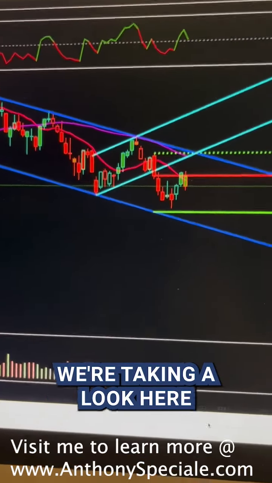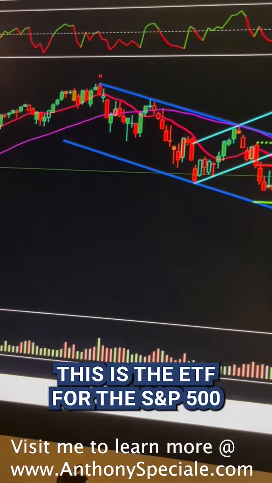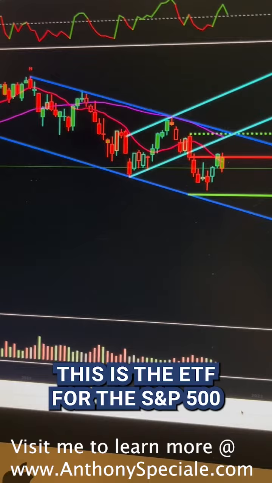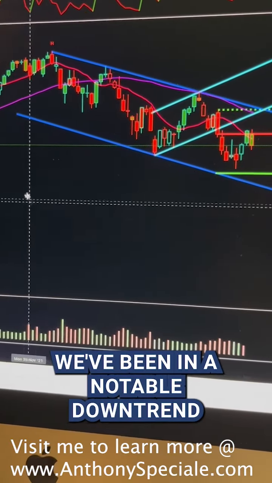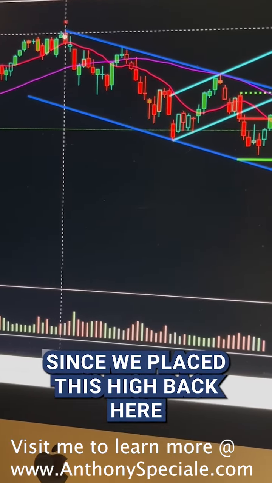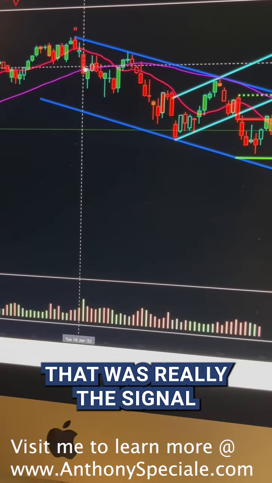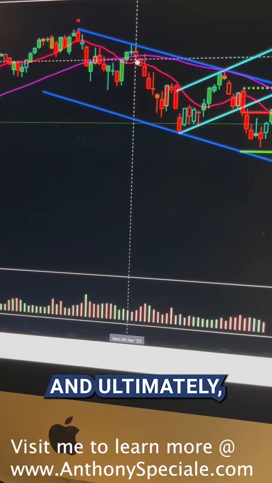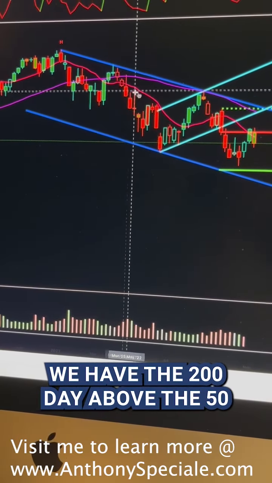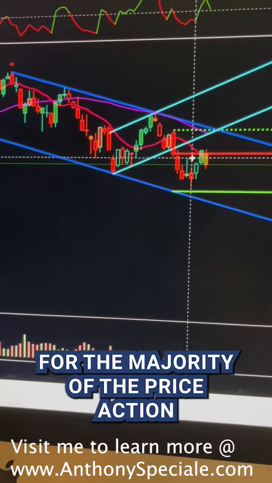All right, so we're diving in. We're taking a look here at the SPY. This is the ETF for the S&P 500. You can see we've been in a notable downtrend since we placed this high back here. This candle closed below the 200-day moving average. That was really the signal that this had broken. And ultimately, we have the 200-day above the 50 and price below for the majority of the price action.